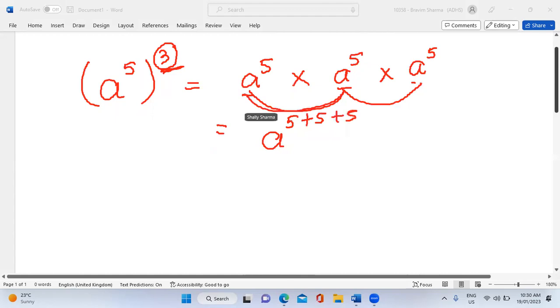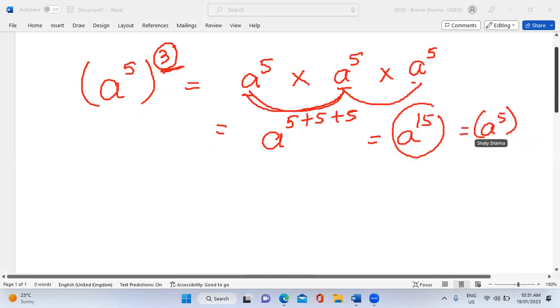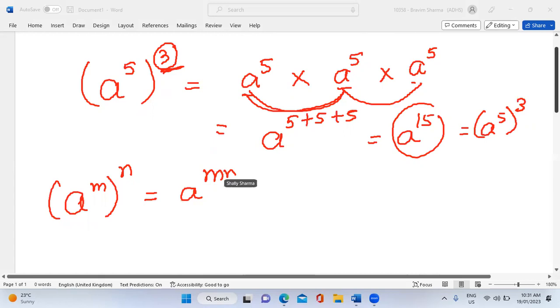This multiplication law is not restricted to only two power expressions. It can be applied to multiple power expressions. So this will become a to the power of 15, which is like a to the power of 5 times 3. So that is why this rule came up, that a to the power m and whole raised to the power n is equal to a raised to the power of mn.